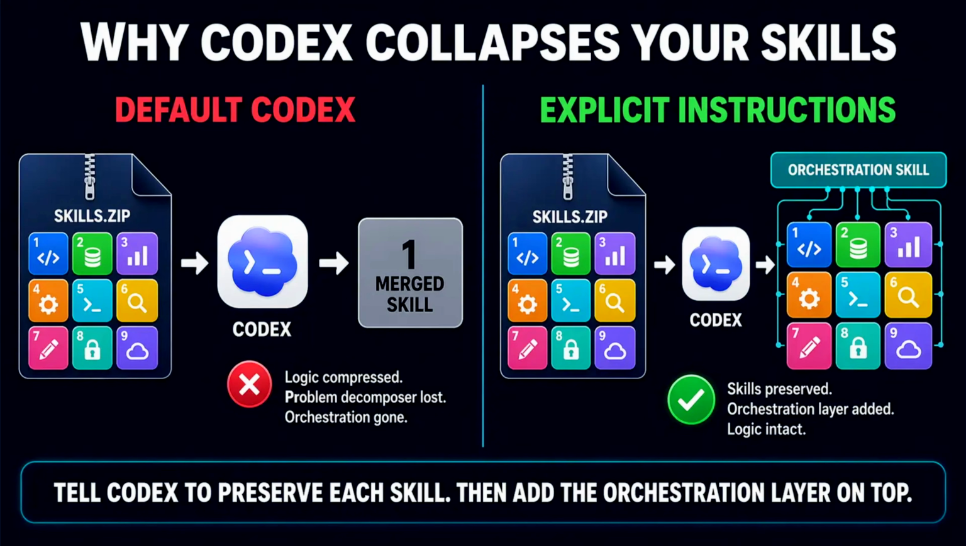So for my own personal reference and for you as well, you want to be explicit with Codex and tell it to maintain the skills as they are. And you're going to have to simply upload those skills. And then you'll have to create a final orchestration skill that brings those together.